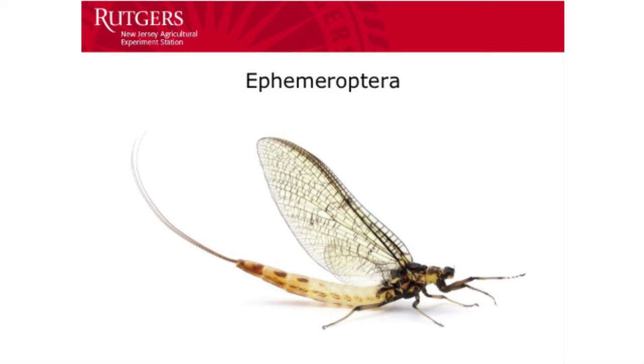Mayflies. This is an adult mayfly. This is actually called a coffin fly. Don't ask me why, other than it's yellow and white. And if you're up in the Catskills this time of year at night, they're all over the place and the fish go crazy.